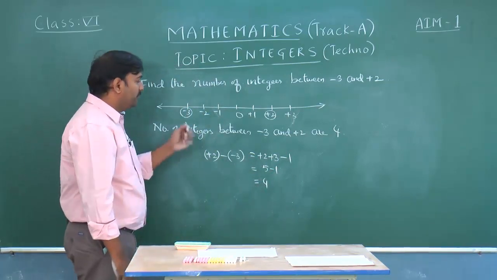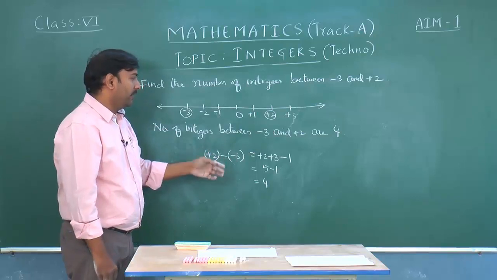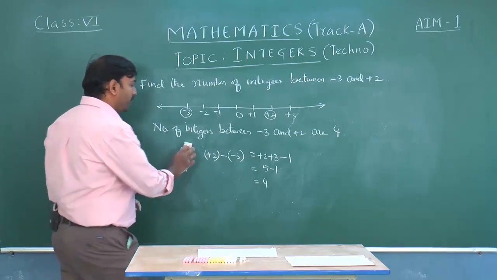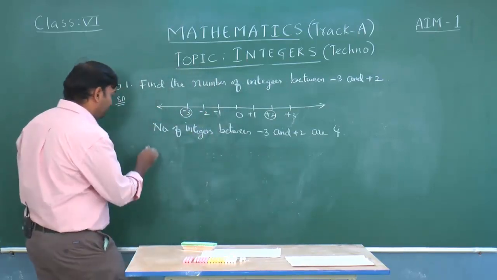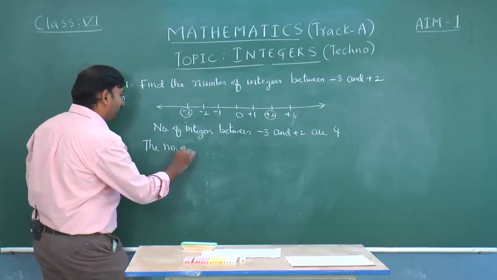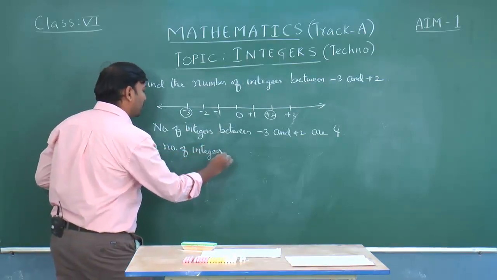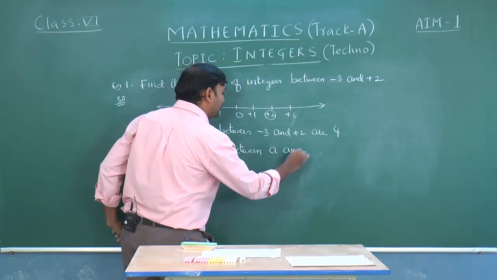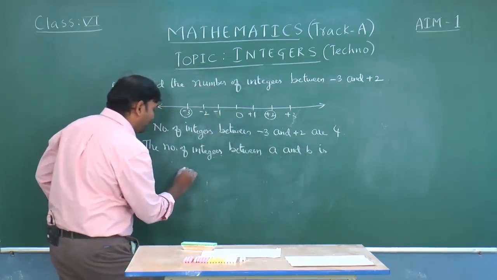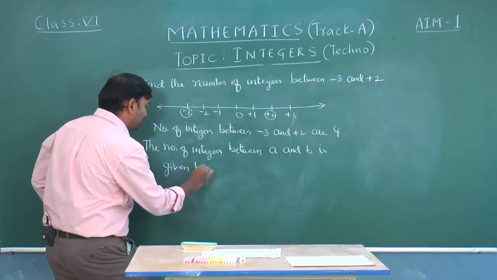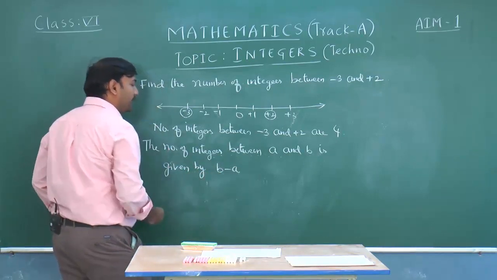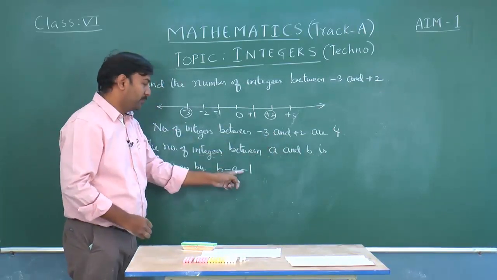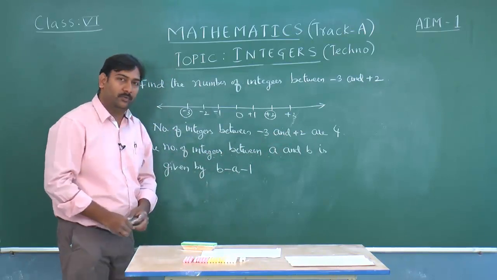So the number of integers between minus 3 and plus 2 is given by the difference between the numbers and also subtracting 1 from it. This can be generalized as: the number of integers between A and B is given by B minus A minus 1. That is, take the difference of the two numbers and then subtract 1 from it. That gives you the number of integers between the two given numbers.